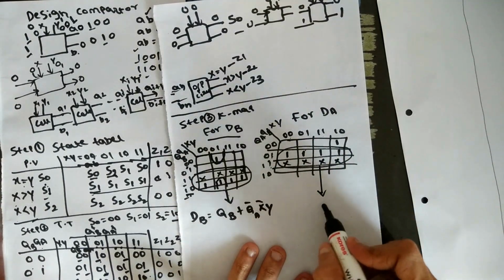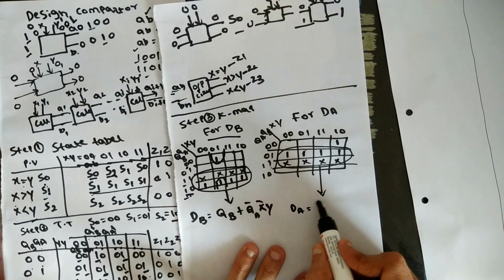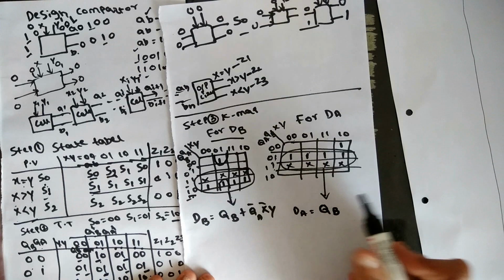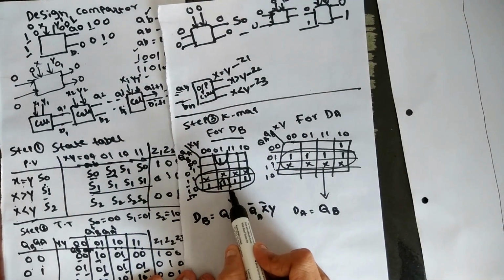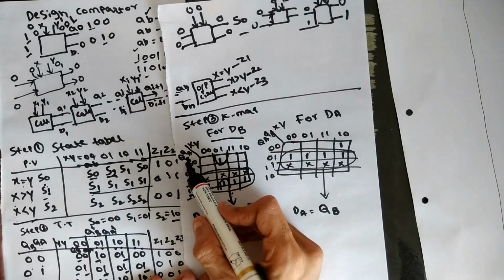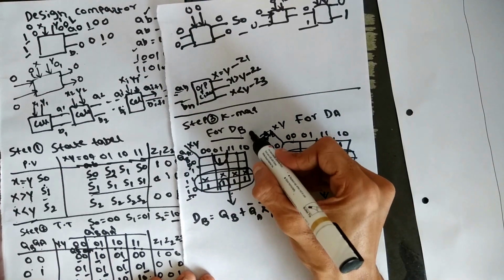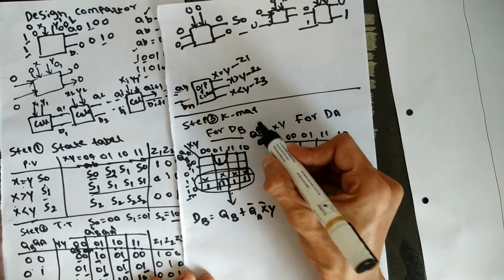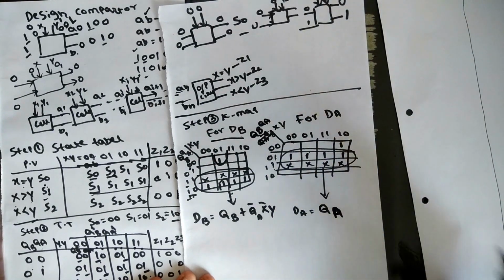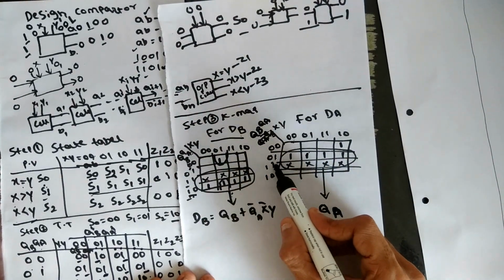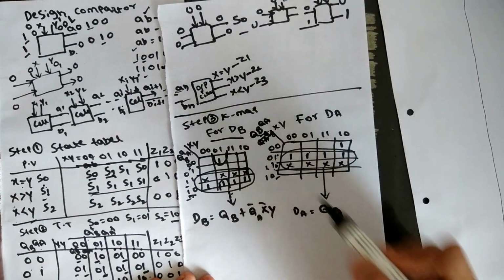1 is common, so DA is equal to, we can take QB as 1, so QB. For the first one, DB, whatever equation I have taken here, QB first and then QA, in a similar way I have to take here. Sorry for that, make it QB and QA here. From that we can get this one is QA.